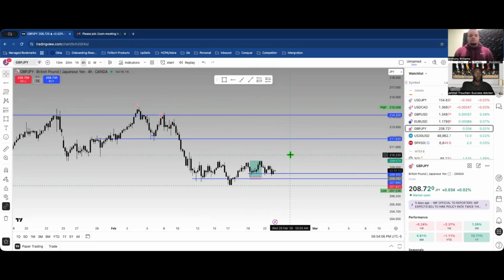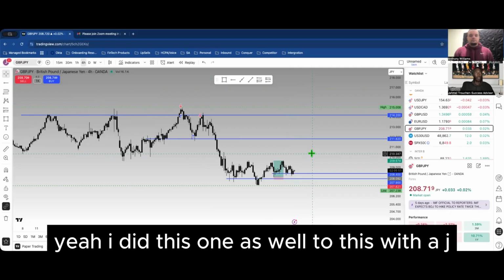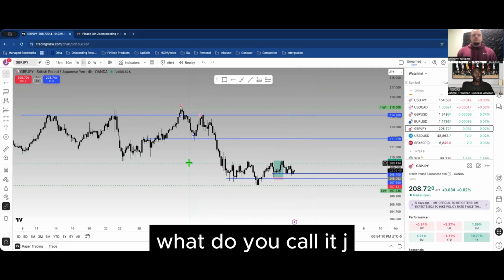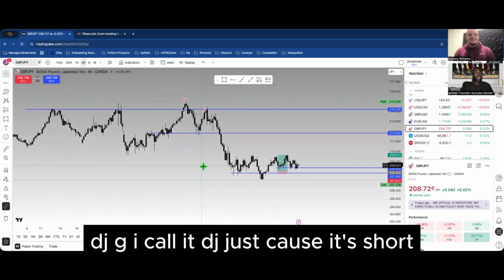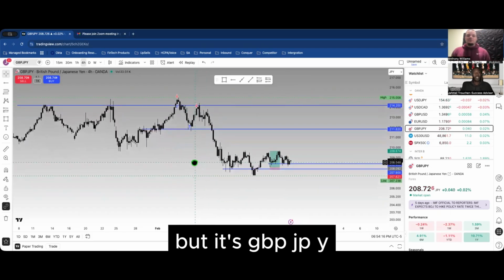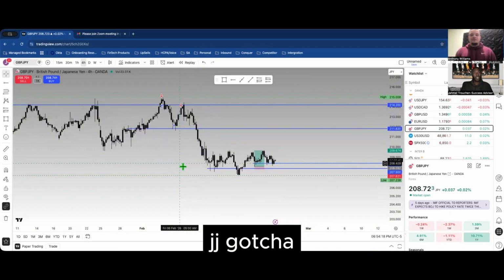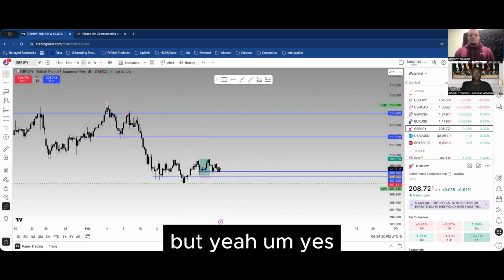I did this one as well, GJ. I call it GJ just because it's short, but it's GBP JPY.